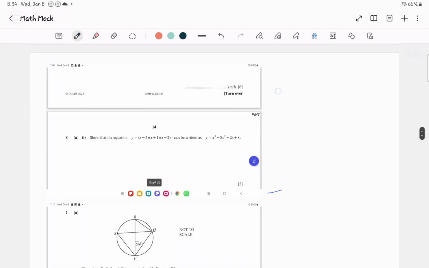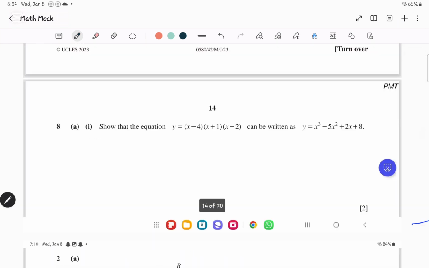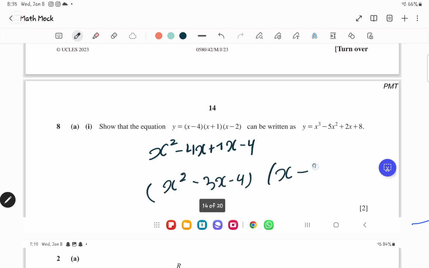Now we move on to question number 8. We need to show that the equation can be written in this form. Very simply, just multiply. We multiply the first, and it becomes x squared minus 4x plus 1x minus 4. Add them together: x squared minus 3x minus 4. Then we multiply it by x minus 2.